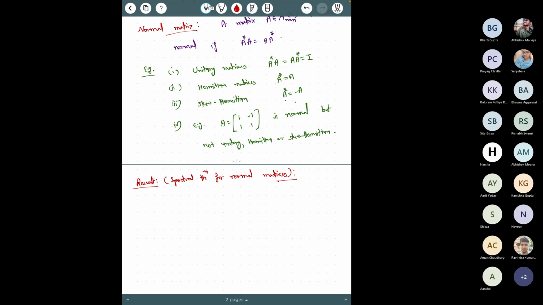So what it says is that if we have a matrix A of size n cross n, then the following things are equivalent. The first one is A is normal. The second one is A is unitarily diagonalizable. And the third one is there exists an orthonormal set consisting of n eigenvectors of A. These three things are equivalent.